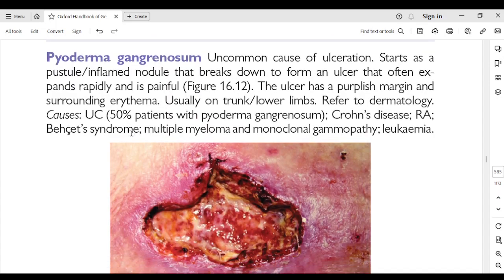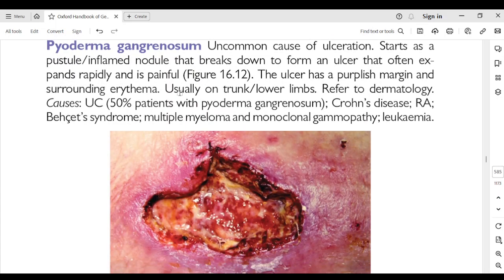Pyoderma gangrenosum: an uncommon cause of ulceration. It starts as a pustule or inflamed nodule that breaks down to form an ulcer that often expands rapidly and is painful. Look at this ulcer. Okay, it has a purplish margin and undermined edges, with surrounding erythema. So look at the erythema.